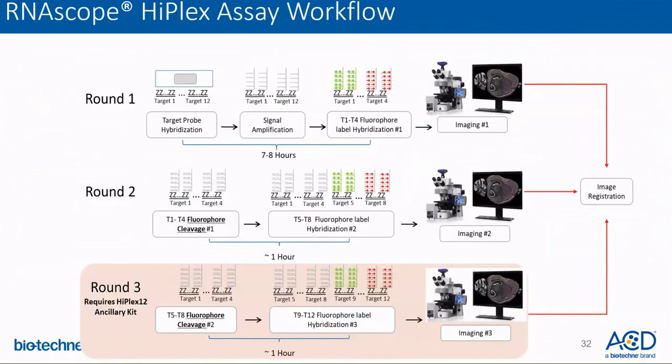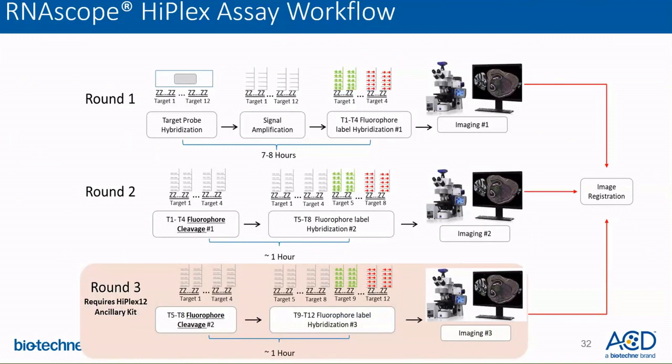High-plex workflow is performed in 3 rounds, with 4 targets being detected in each round. Round 1 is the longest, taking about 7 to 8 hours, and includes probe hybridization and signal amplification steps. In this round, you will also detect the first set of 4 targets and follow it up with imaging.